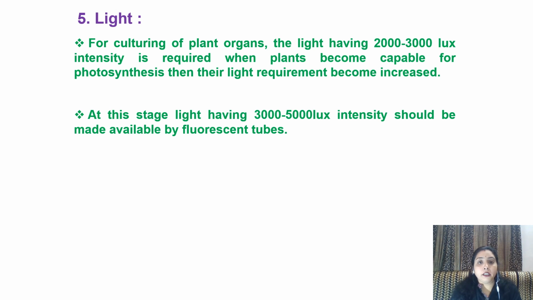Light. For culturing of plant organs, light having 2000 to 3000 lux intensity is required. When plants become capable of photosynthesis, it increases up to 3000 to 5000 lux intensity.